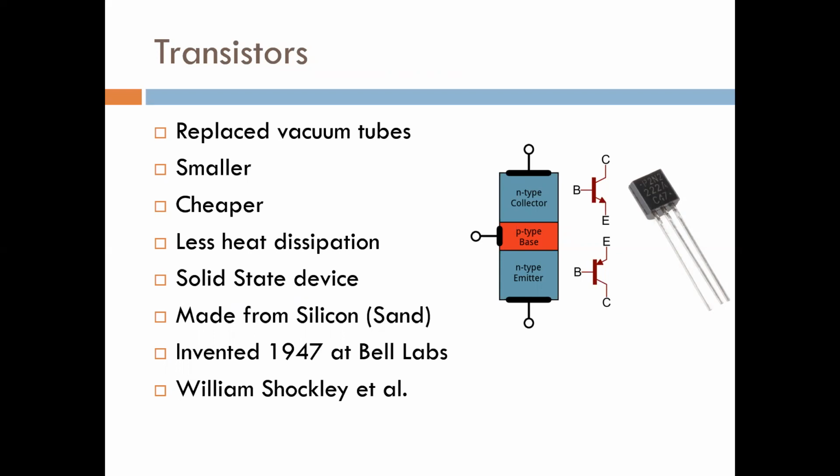It was obviously smaller. It was obviously cheaper to manufacture. It dissipated a lot less heat. It was a solid state device, no moving parts in there. And it was made from a very cheap material. And you all are familiar with this already because you passed through year one and you all had to do some sort of BJT project for the end of year one, I think. And it was invented in 1947 at Bell Labs by William Shockley et al. And they all received the Nobel Prize for this invention.